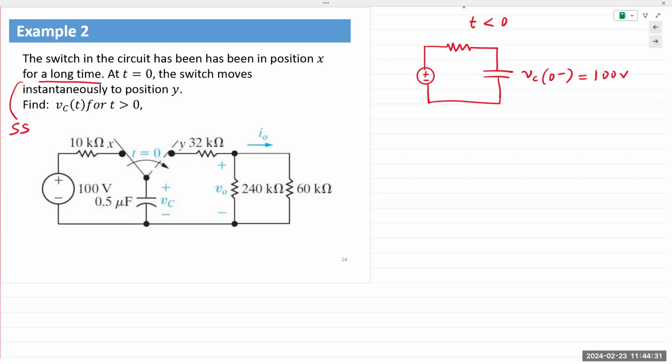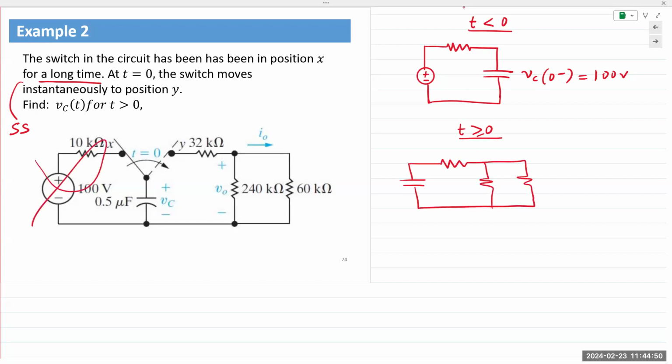Then the switch is flipped, time t greater than or equal to 0. Once it's flipped, we again have a similar circuit. A fully charged capacitor is connected to 3 resistors. The source and the 10 kilo ohm resistor on the left are disconnected, and it's now a natural response circuit. So you identify that this is a natural response circuit.